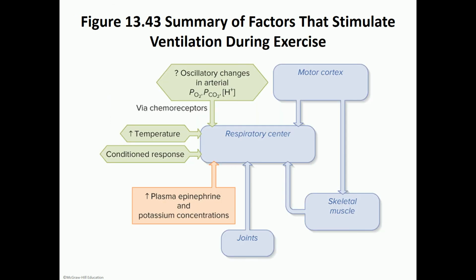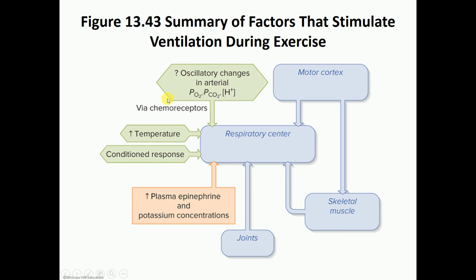You can see here the stimulus for the increase in ventilation for exercise. So as we mentioned, the motor cortex, just like it sends out impulses to the skeletal muscles to contract, and one of those skeletal muscles happens to be the diaphragm and the external intercostals, it'll also send impulses to the respiratory center to increase breathing, increase ventilation, even before we exercise. And again, the joints send out stimulatory impulses to the respiratory centers as well.